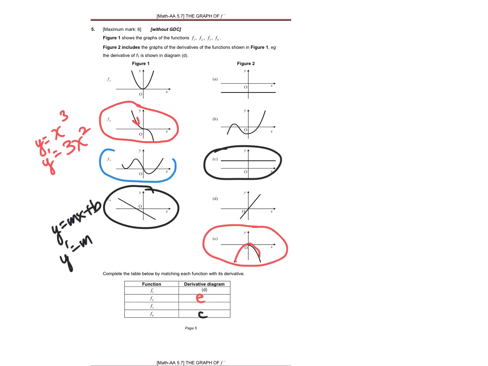This one is quartic, maybe something like x to the fourth. So the derivative of that is going to be cubic. Oh, I messed up on that one. Okay, so this is B. This is not C because this is positive gradient. We need negative gradient here because this is down. This is negative gradient here. So this should be A. And this is quadratic, so the derivative is 2x, which is a line.